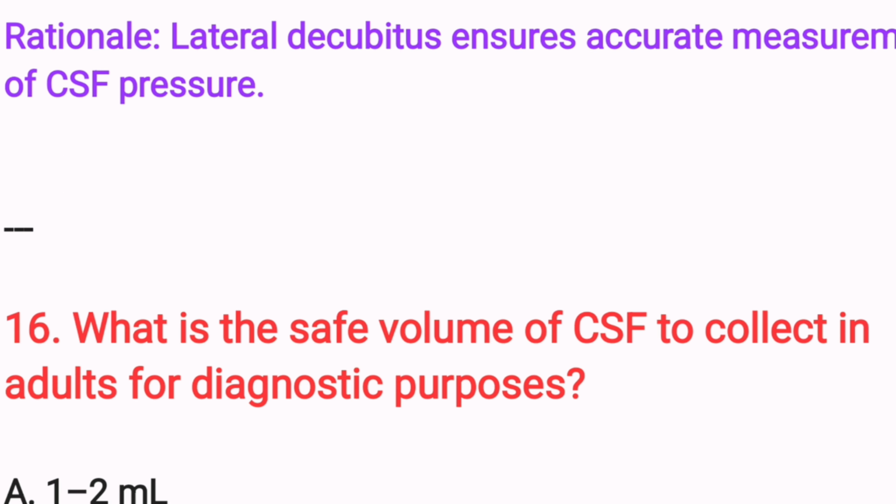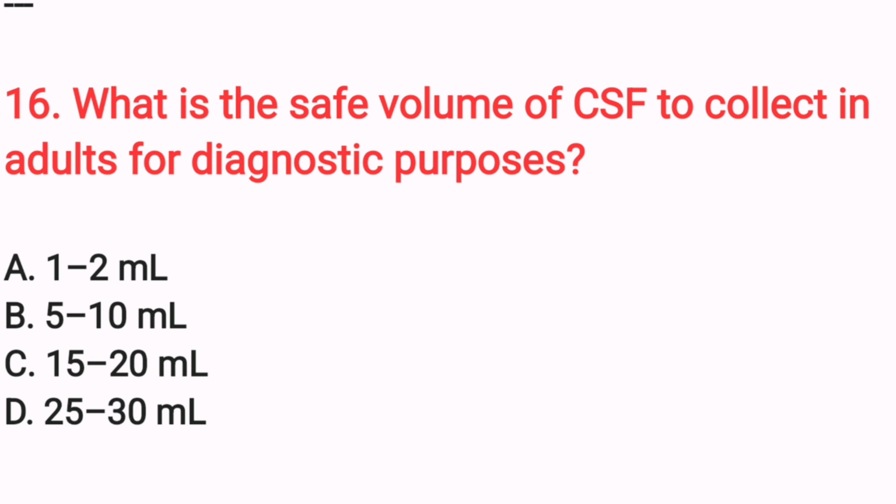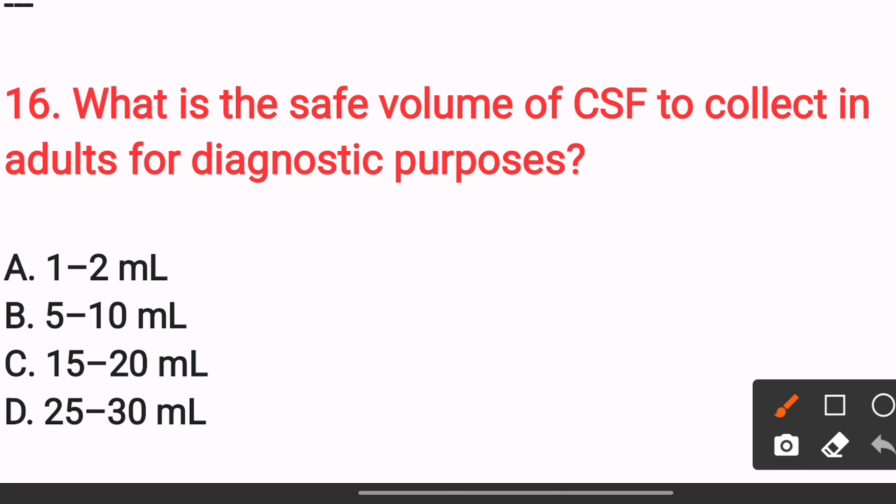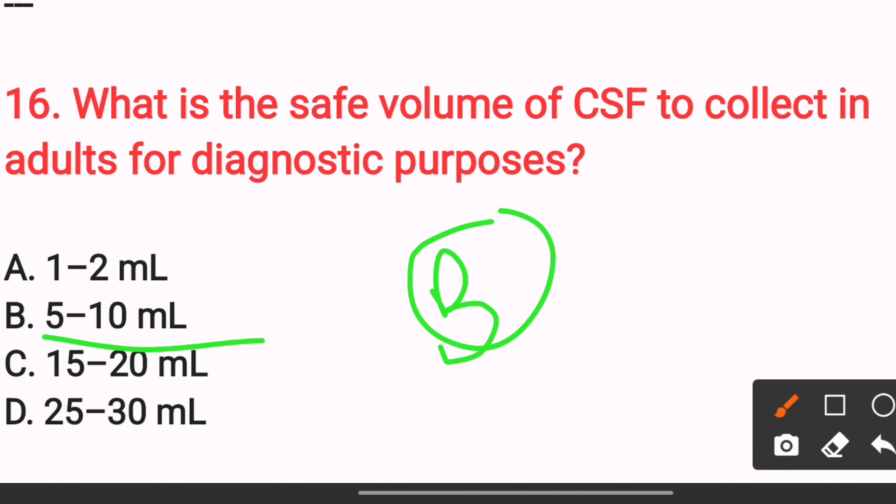Next, what is the safe volume of CSF collected in adults for diagnostic purposes? Option A, 1 to 2 ml. Option B, 5 to 10 ml. Option C, 15 to 20 ml. Option D, 25 to 30 ml. The answer is option B, 5 to 10 ml. Option B is the correct answer. The 5 to 10 ml is sufficient for the routine test without causing complications. So the answer will be option B.